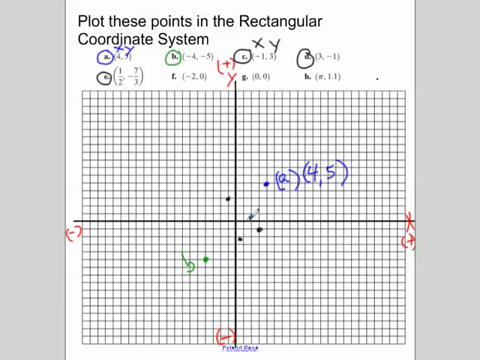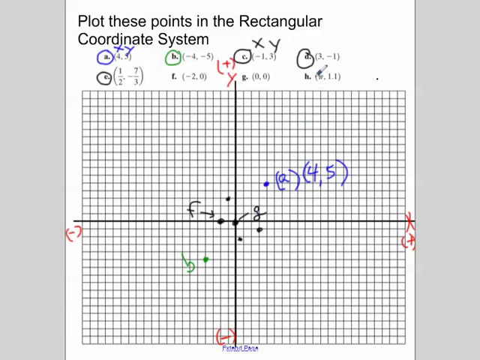F is going to be negative 2, comma 0. Negative 2 in the x direction and 0 in the y direction. So we've gone negative 2 in the x direction, and we've moved 0 in the y direction, so it's right on that line. For G, 0, 0 means we don't move in the x direction and we don't move in the y direction, so there's our G point.